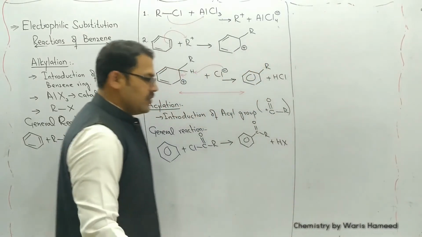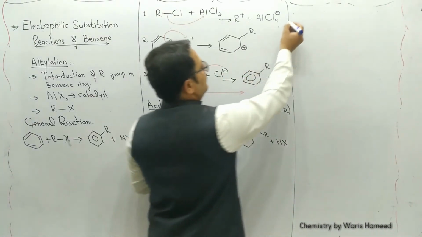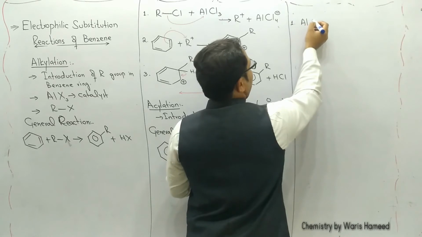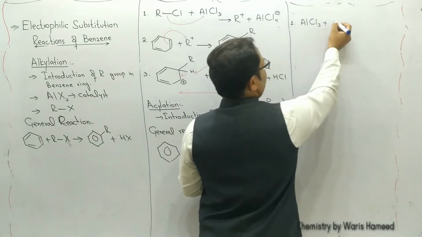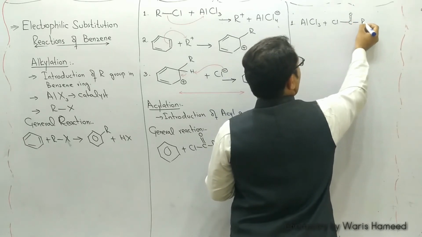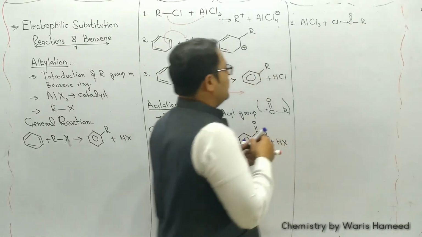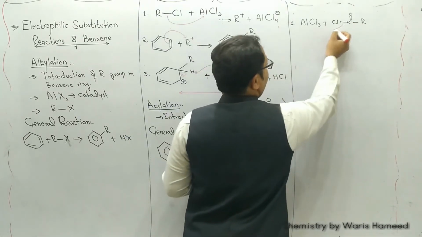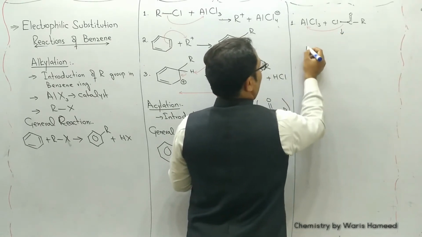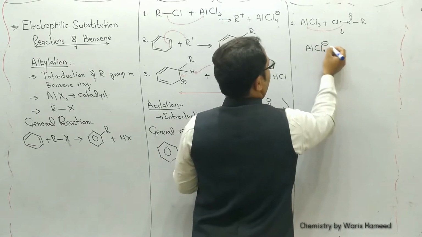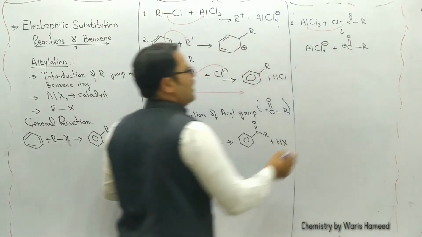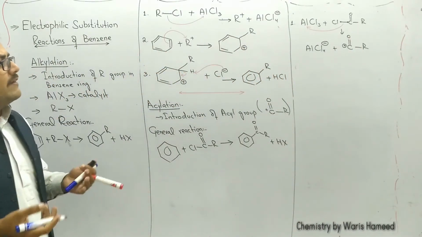Now the first step is the formation of the electrophile. In this case, AlCl3 reacts with the acid halide, these electrons attack the aluminium and form the electrophile, AlCl4 negative and C double bond O R. Now this carbon having positive charge is the electrophile, electron loving species.